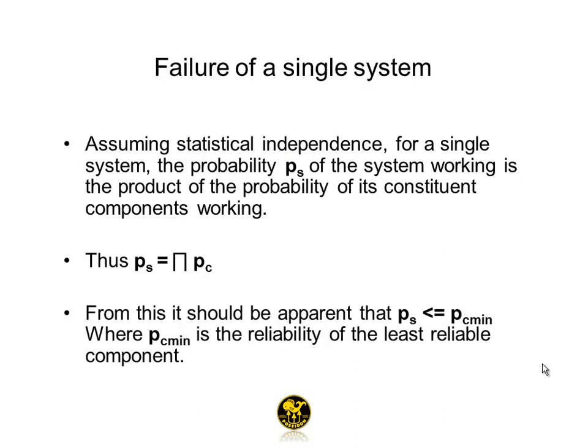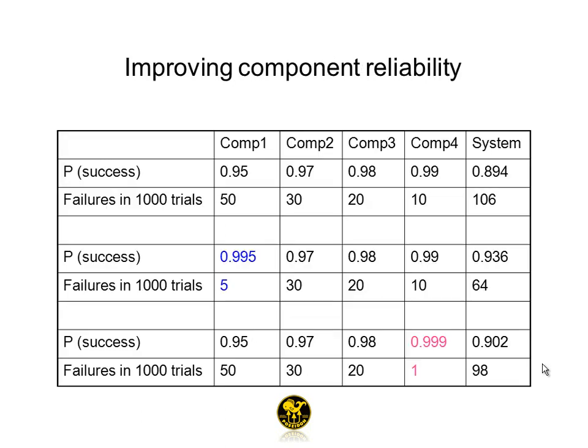So first off, let's just consider a single non-redundant system. If we have statistical independence, a single system's overall reliability or probability of working is the product of its constituent components. So mathematically, we have that little equation there. And from that, it should be apparent that the probability of the system can never be greater than the probability of the least reliable component. Kind of obvious, right? Well, let's put some numbers to that.